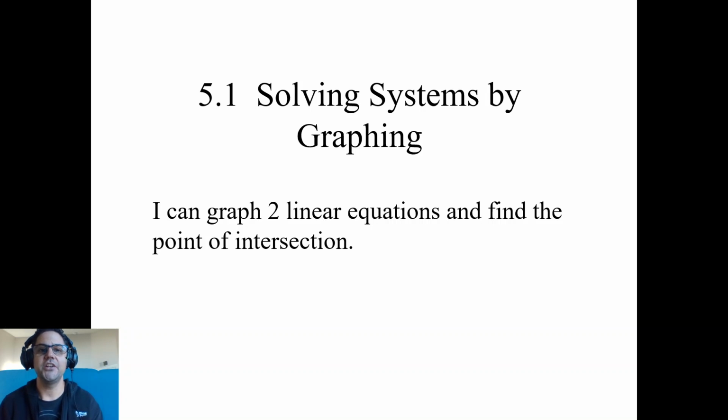We got a few strategies on how to solve. Today we'll be focusing on graphing. And the great news is you have learned a lot of strategies on how to graph linear equations. You've got your intercepts, you've got a data table, and of course you have your slope-intercept form. The point of intersection really means where the two lines are going to cross.